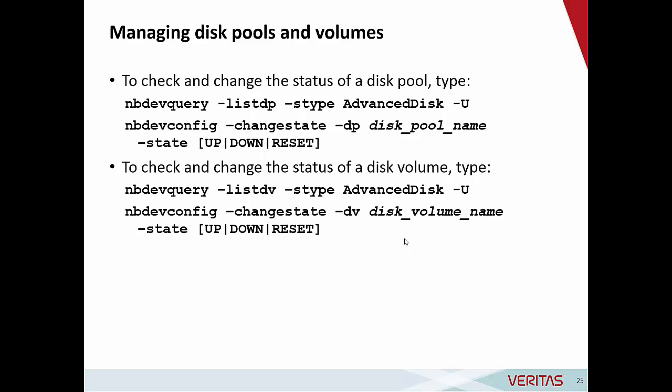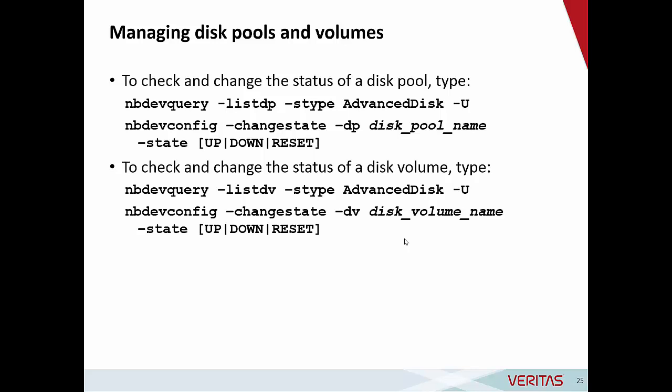Also note the nbdevconfig command. nbdevconfig can be used to make changes to disk pools. In the examples here, they're using the -changestate argument to change the state of either a disk pool or a disk volume, depending if you're using the -dp or the -dv, to mark the pool or volume up or down. Something you might do for maintenance. If you're planning on taking a disk volume offline for maintenance, here's an easy way of doing it.